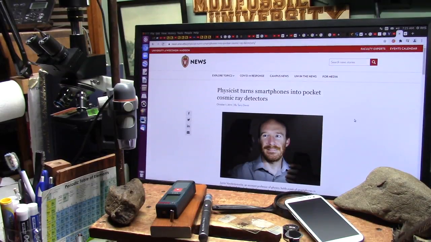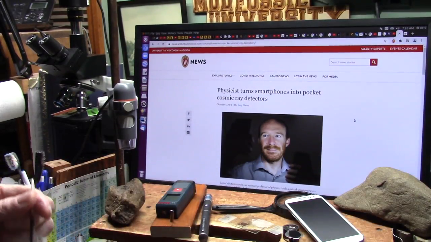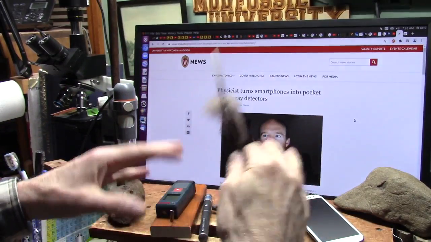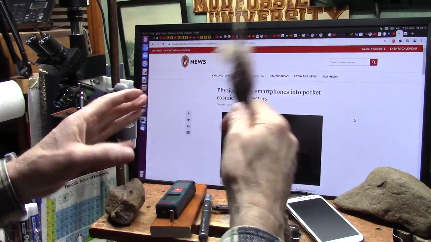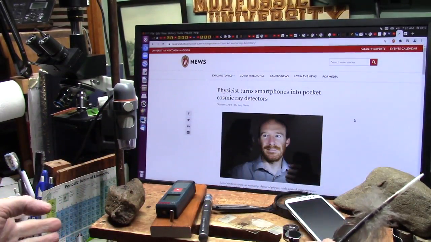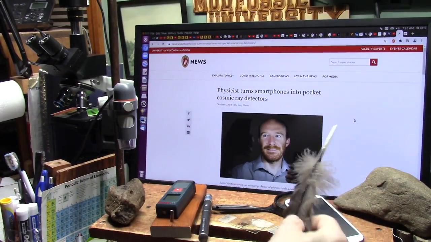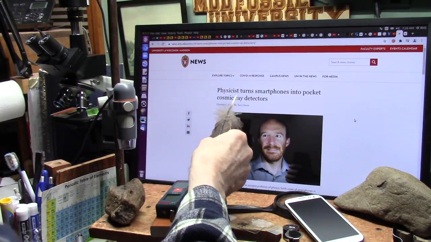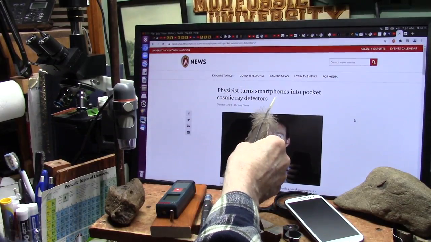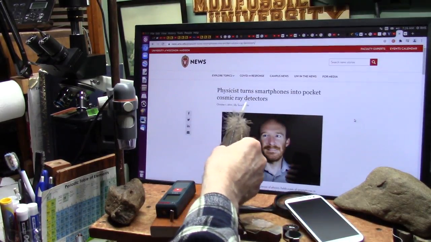Hello, my wonderful friends. This is going to be interesting because I've been hounded by a couple of trolls about how I am able to show pictures of light with a cell phone. And here it is. Physicists turned cell phones, smartphones, into pocket cosmic ray detectors.